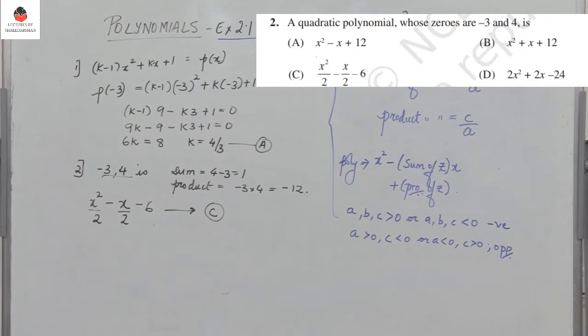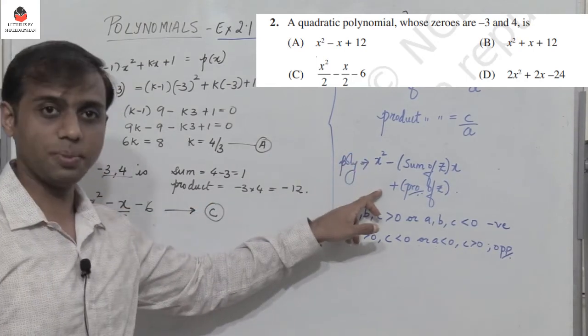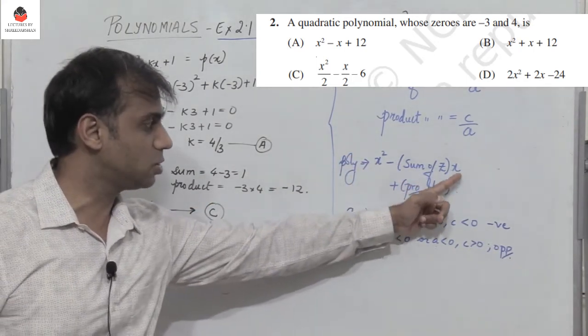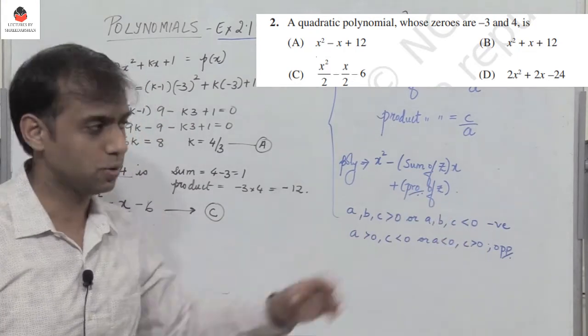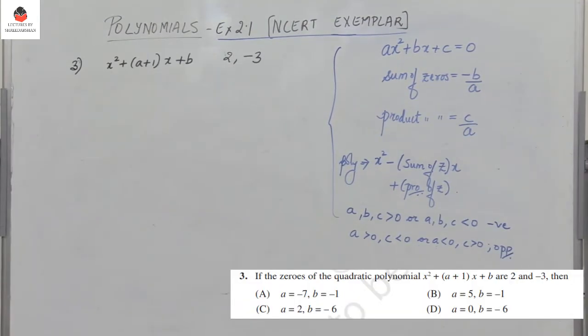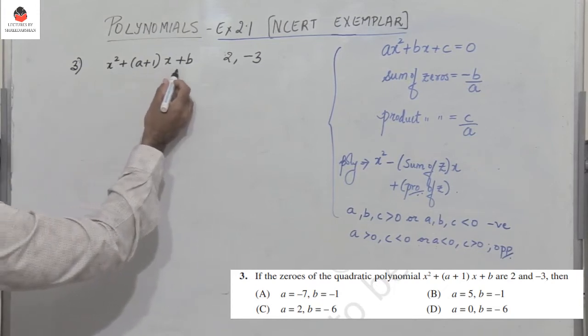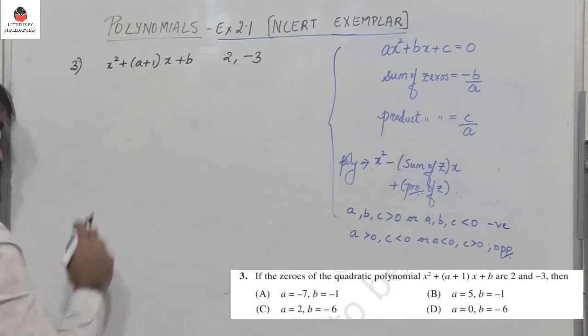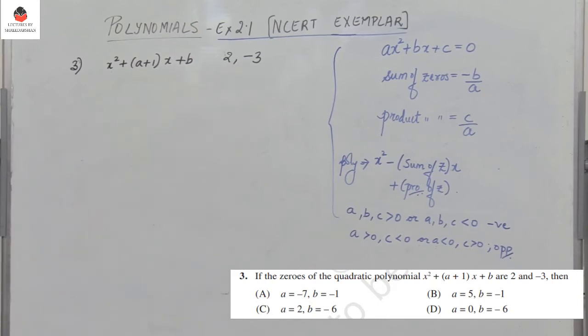So remember, if both the zeros of a quadratic equation have been given, you can directly write the polynomial by using this expression x squared minus sum of zeros into x plus product of zeros. So keep this expression in mind. So here the right option is C. Now moving on with the third one. If the zeros of the quadratic polynomial x squared plus (a plus 1) x plus b are 2 and minus 3, then we need to find the values of a and b.